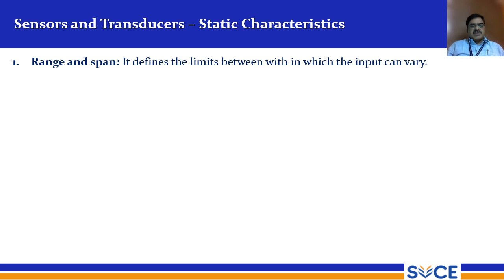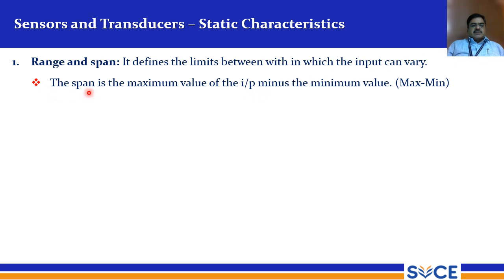The first one is range and span. It defines the limits within which the input can vary. So here range is from the minimum value to maximum value. So two values you have to specify in order to mention the range of any measurement device. The span is the maximum value of the input minus minimum value. So maximum minus minimum, you will be getting one value. So it is a single number, whereas for range you need two numbers.